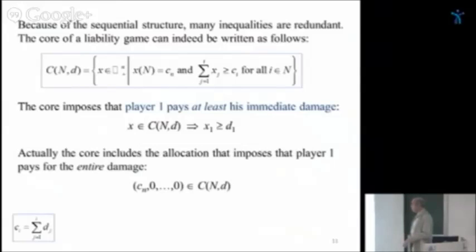So we observe that there are several particular allocations. The first one, of course, is we observe that player one, in any case, pays at least D1. There is no way out. There is an allocation by which the first player pays everything. It's a core allocation. It's an acceptable judgment.